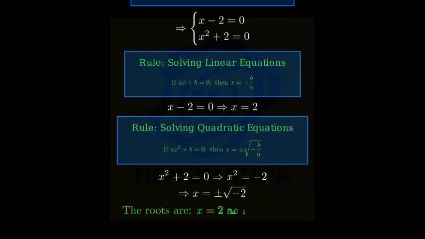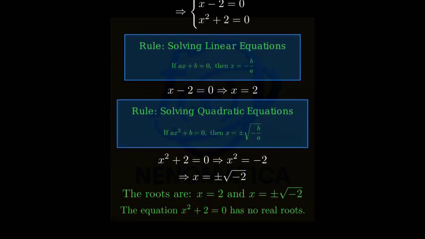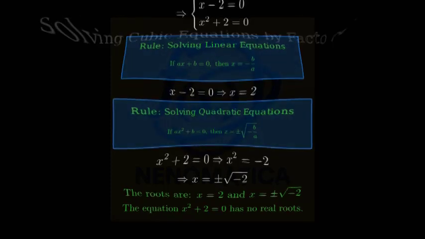Let's summarize our findings. We found that the cubic equation x cubed minus 2x squared plus 2x minus 4 equals 0 has one real root at x equals 2 and two complex roots at x equals plus or minus the square root of negative 2. Since x squared plus 2 doesn't have any real roots, we can say that the equation x squared plus 2 equals 0 has no real roots.